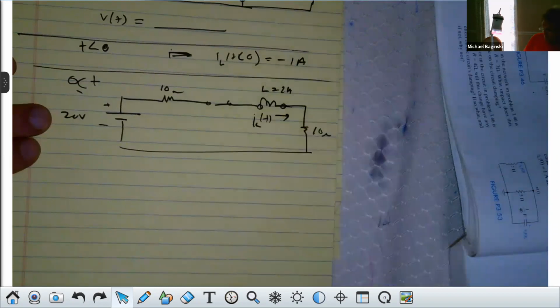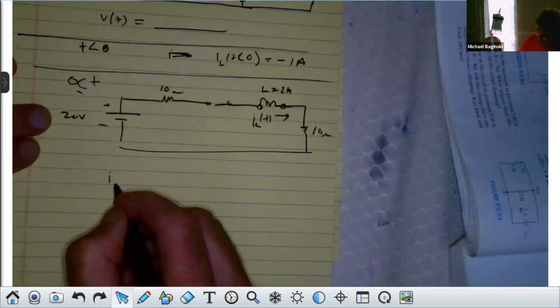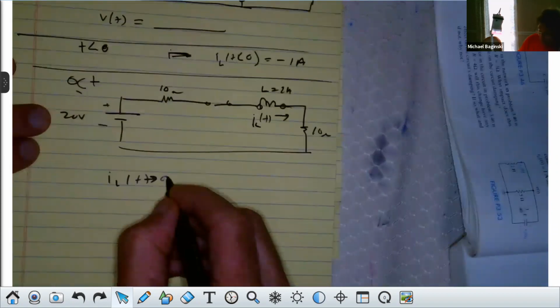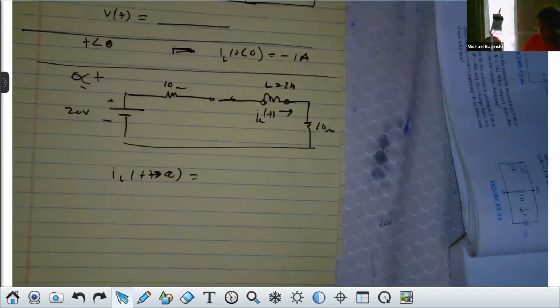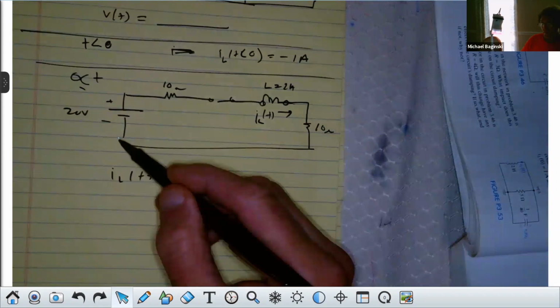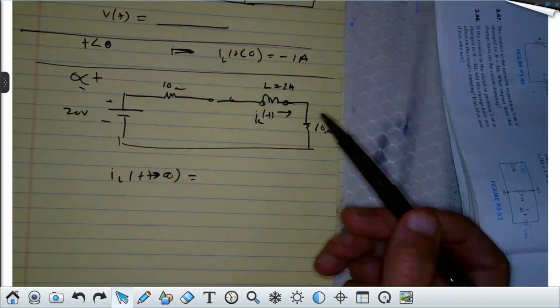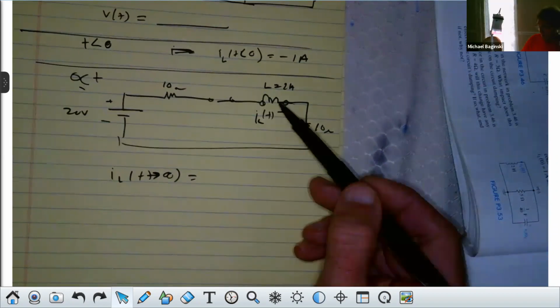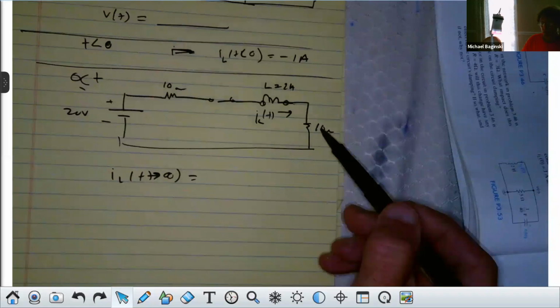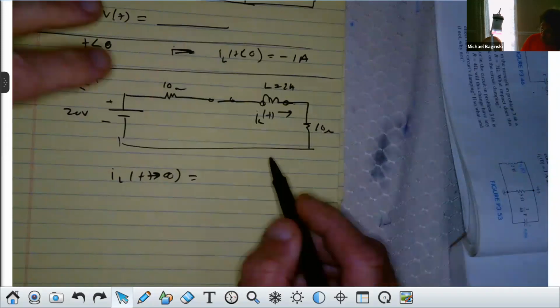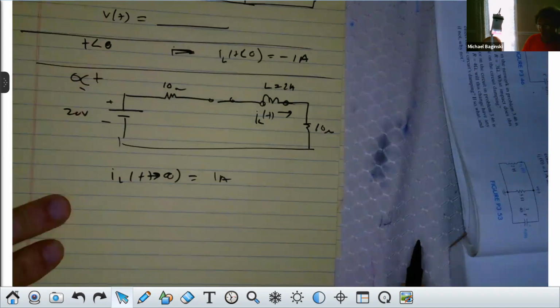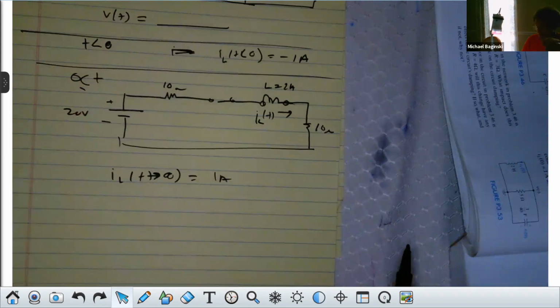Now, look at this for a second. What is IL of t as t goes to infinity just by inspection? Can you do that with me? It's 1 amp. Well, what we would do is short this. You're right. That would be shorted, and we'd have 20 divided by 10 plus 10, or 20, we get 1 amp. So that's the current as t goes to infinity. Do you all agree with that? I promise you, if I give this problem to this class cold without going through this, I would see a lot of bizarre answers. This type of problem.